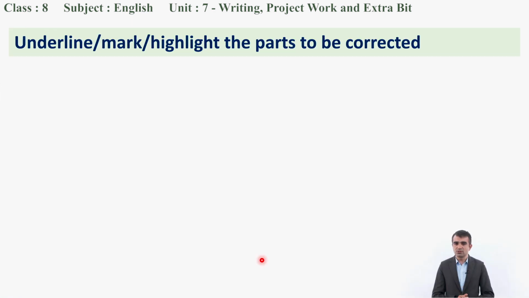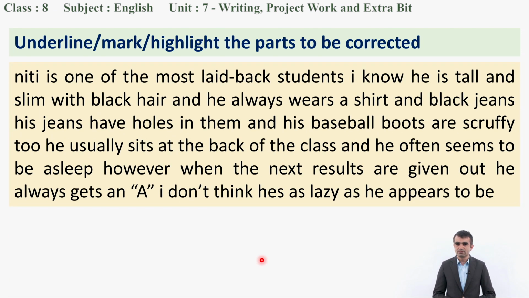First thing you should do is underline or mark or highlight, whatever you do. You can circle or underline the parts to be corrected in that paragraph. Please, in your book with your pencil, quickly go through it and mark the places where you need to make correction. Read slowly and find out the places where you need to punctuate properly.